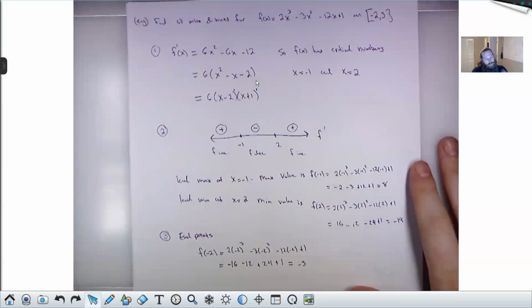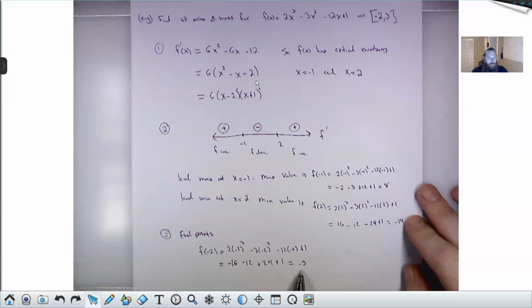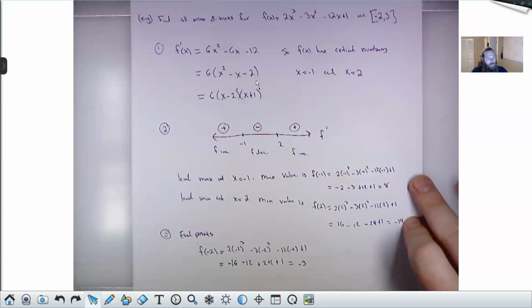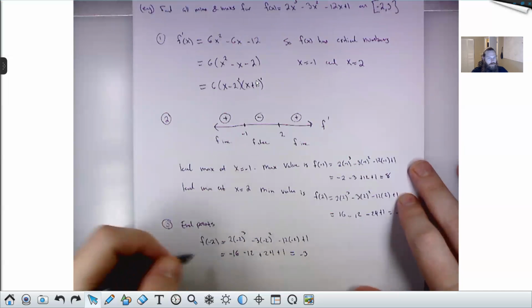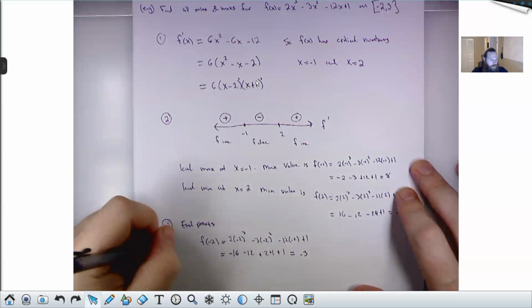Okay. So -3, that's not the lowest the function ever gets, that's for sure, because I know I go all the way down to -19. It's also not the highest the function ever gets, because I know I go all the way up to 8. So there's no absolute extrema coming from the endpoint x equals -2.